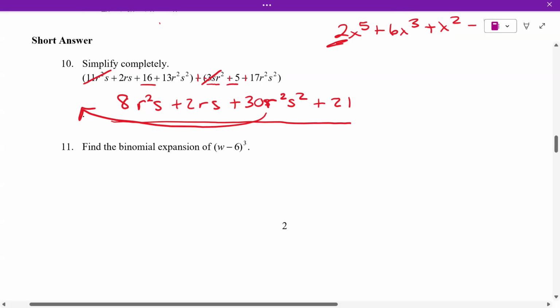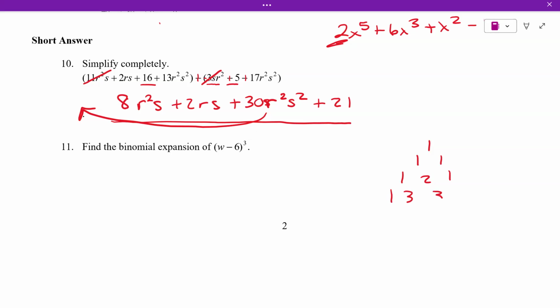Okay, the binomial expansion of this. I am not going to give you Pascal's triangle. You can draw your own Pascal's triangle on here. If you can't draw Pascal's triangle, then shame on you. You can draw this out. Here's the third row. So it's going to be 1, 3, 3, 1. I maybe made that a little wide. Let's try that again.